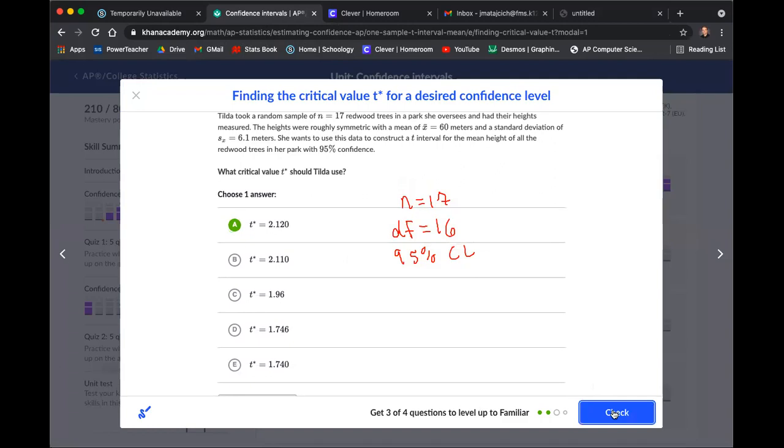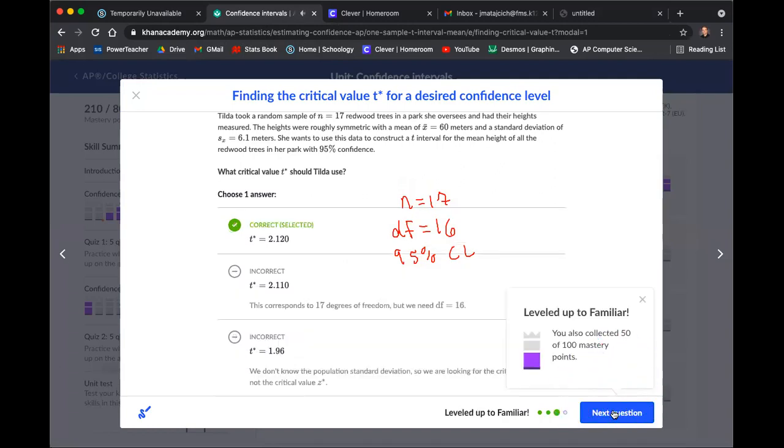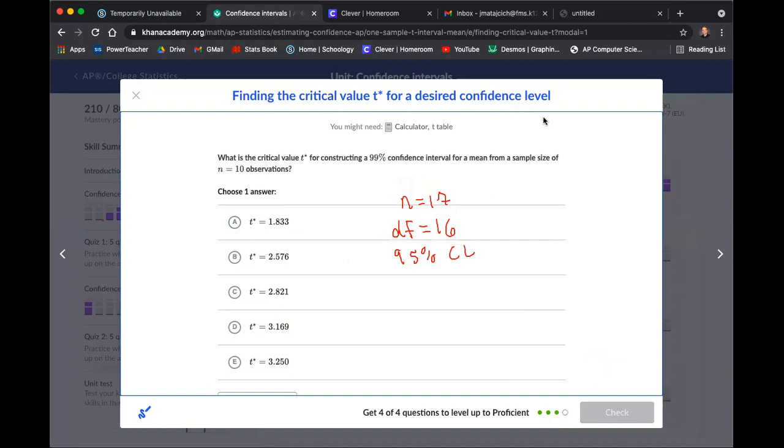2.120. And that's about it. We could try another one just for fun. Let me clear this stuff.